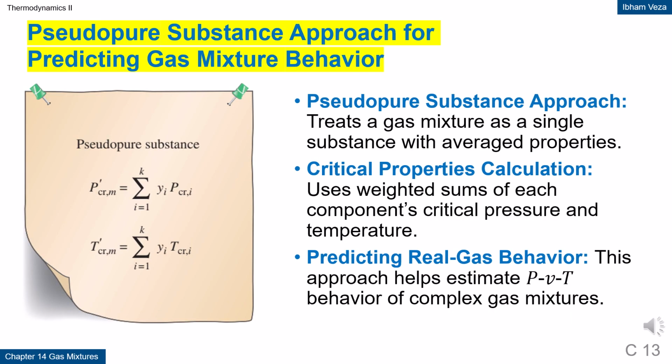Pseudo-pure substance approach. The pseudo-pure approach treats a gas mixture as a single substance with averaged properties. The critical properties of the mixture, such as critical pressure and critical temperature, are calculated as weighted sums of the components' critical properties. With these pseudo-critical properties, real gas charts and correlations can be used as if the mixture were a pure substance. This approach simplifies calculations for complex mixtures. Its accuracy is sufficient for many engineering applications.